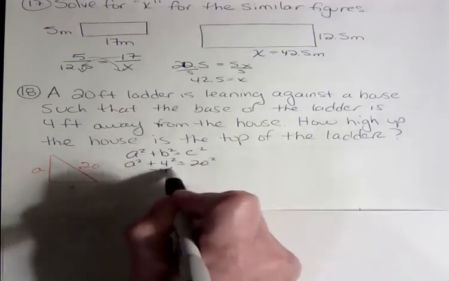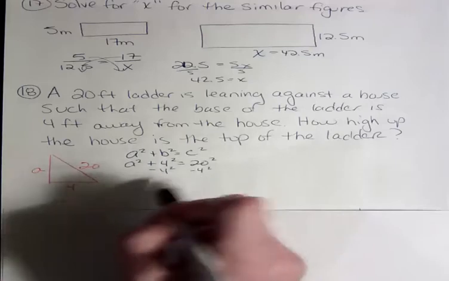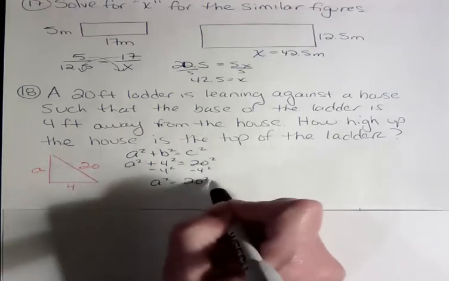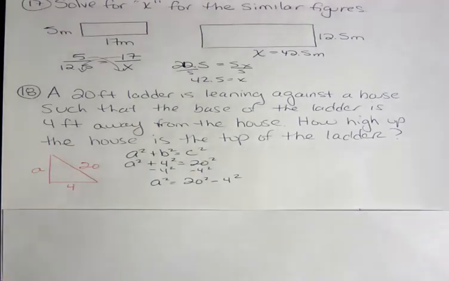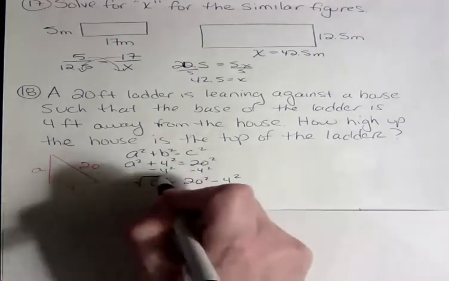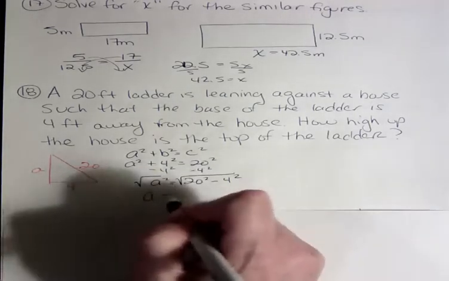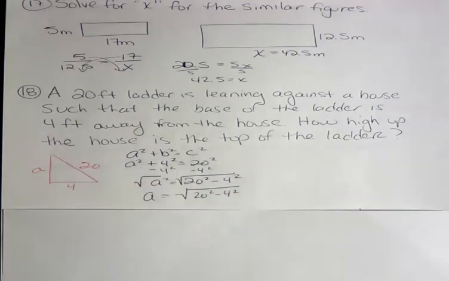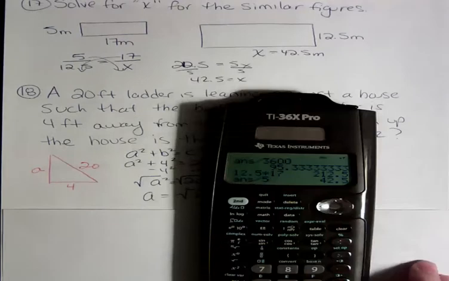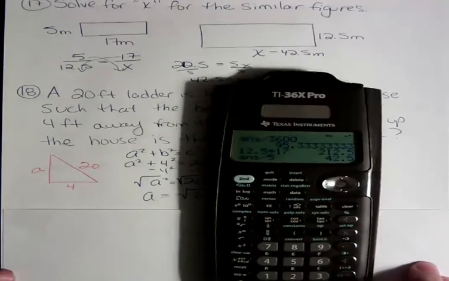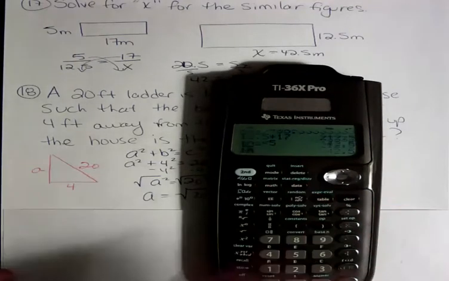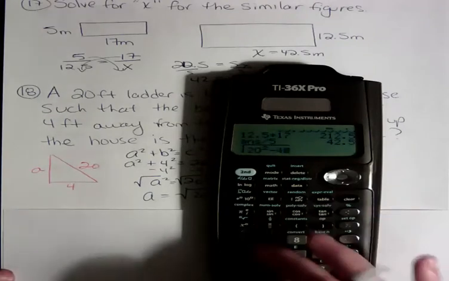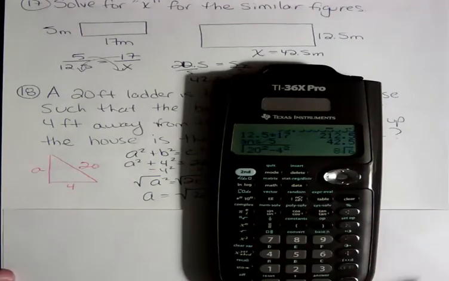Subtract 4 squared from both sides. A squared equals 20 squared minus 4 squared. You can simplify those at any time. I'm going to take the square root of both sides, and I get A equals the square root of 20 squared minus 4 squared. And so I can just put that directly into my calculator. Any calculator can do this. I'm going to do a square root and just do 20 squared minus 4 squared. And that gives me 8 square root of 6.